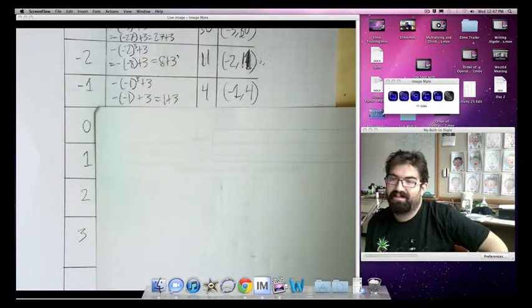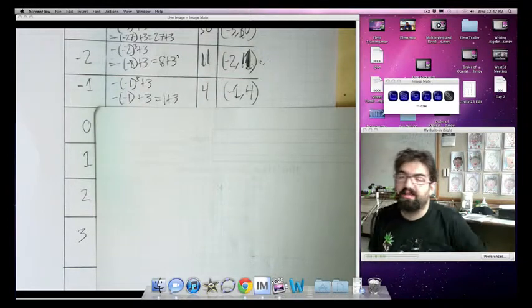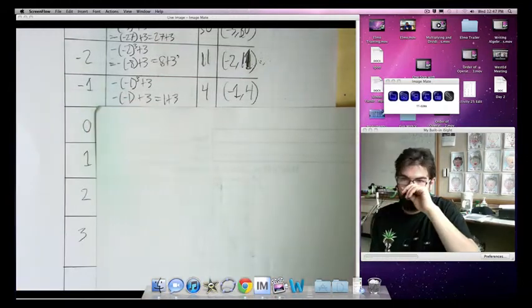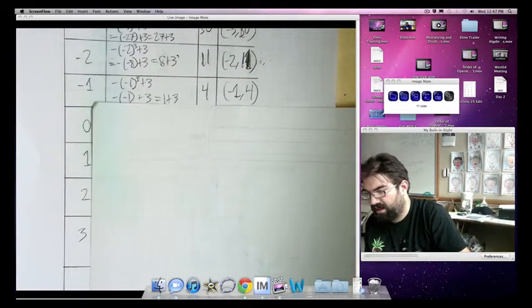Plug in -1. -1 to the third is -1. Notice that if it goes in negative, it comes out negative. But this negative makes it positive. And then 1 plus 3 is 4, so we got 4 back.